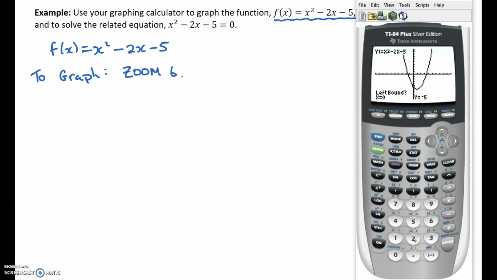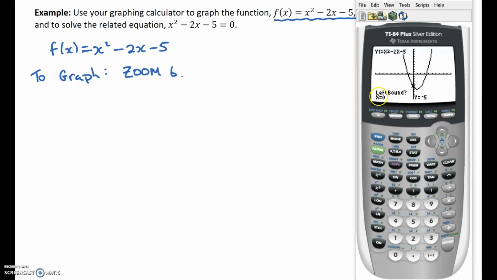It asks you here for the left bound. Now remember what we're trying to find: the location of that point. Left bound means move your cursor, this flashing cursor here, to the left of that point. To move left and right, we use these 2 keys. We don't move up and down, because that will change what the calculator understands. So we're going to move left and right.